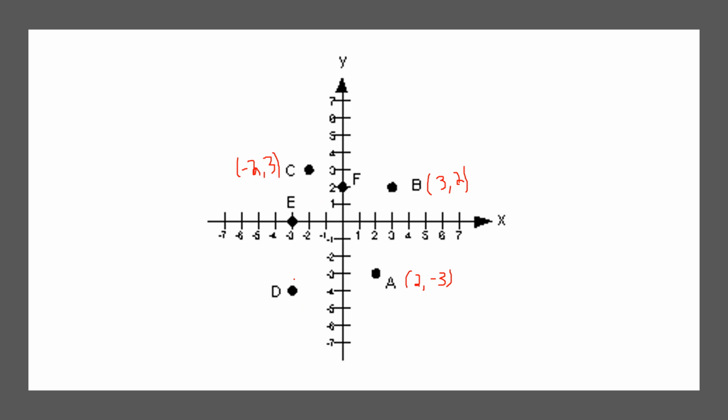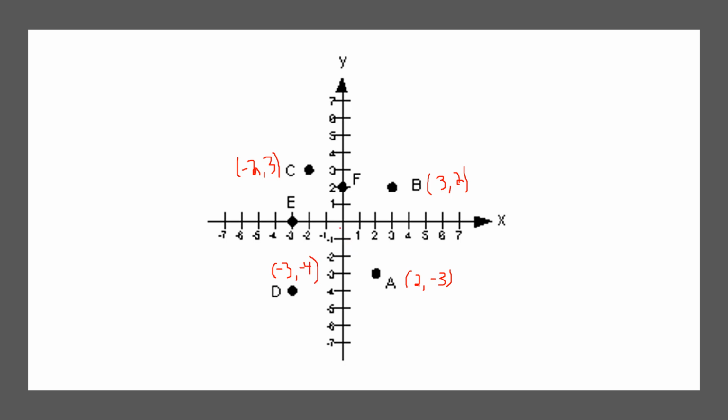For D, which is down here, again we do the x first, that would be a negative 3, and then the y would be a negative 4. So D is (-3, -4).